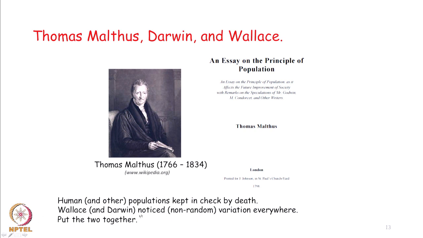But what Darwin and Wallace had both noticed was that there is variation that exists in nature everywhere. And this variation is non-random in the sense that only those variations which are best adapted to an environment survive and others perish. But what Malthus was saying was that competition for resources, which would lead to death, keeps populations in check. And Darwin and Wallace both independently put the two ideas together, leading them to their theory of natural selection.